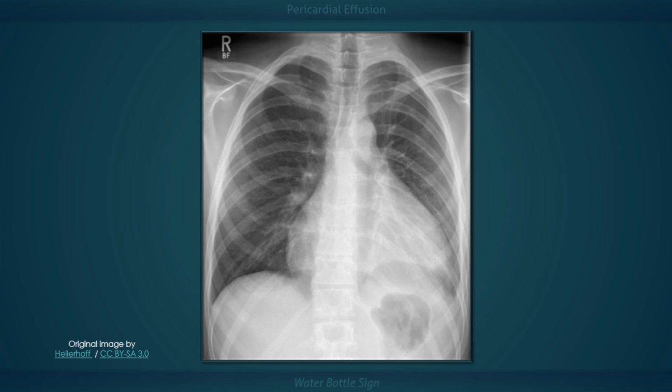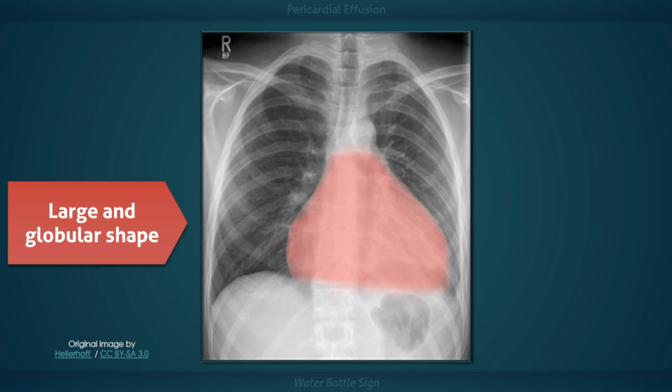While looking at this chest X-ray, the first thing that may come to your attention is the unusual appearance of the cardiac silhouette. It has a large and globular shape, which apparently resembles an old-fashioned leather water bottle. Now, regardless of any visual similarity, the name is fitting enough since the pericardial sac is filled with fluid.